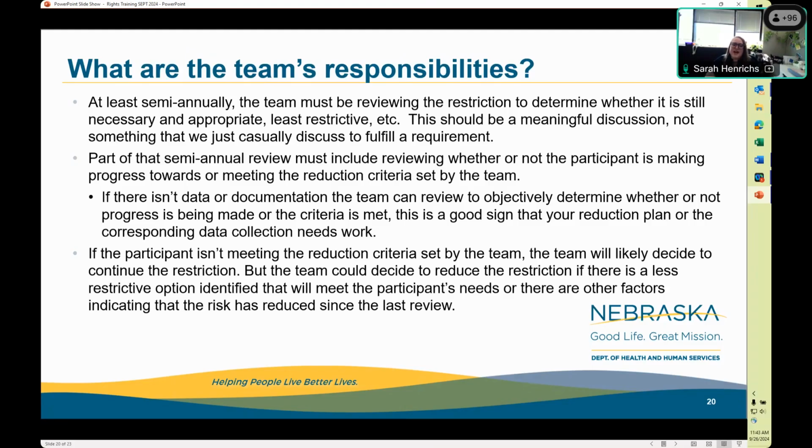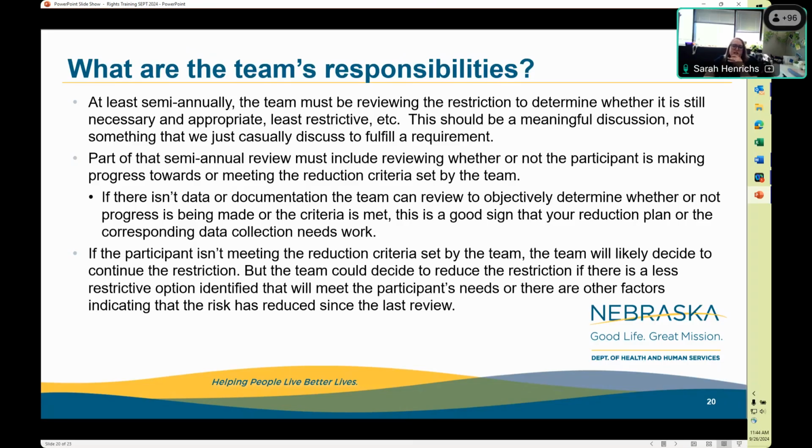And if there isn't any data or documentation that the team can put their eyes on to objectively say, and everybody reach the same conclusion, whether there's progress or not, whether it's met or not, that is a good sign that either your reduction plan needs work because it's not specific enough, or that the corresponding data collection isn't capturing what you need to meaningfully review whether they're making progress towards that reduction plan.